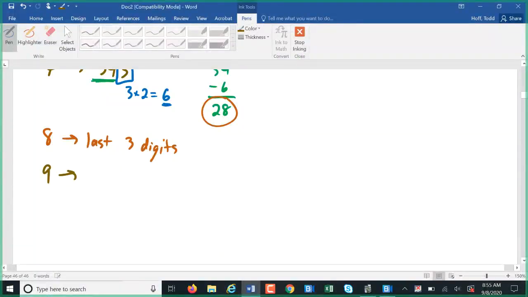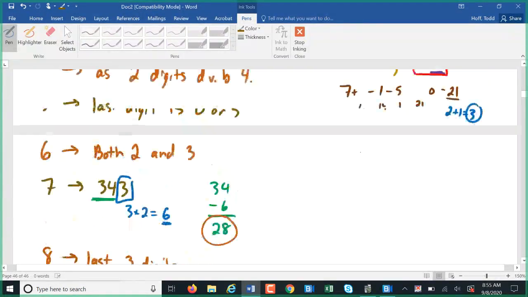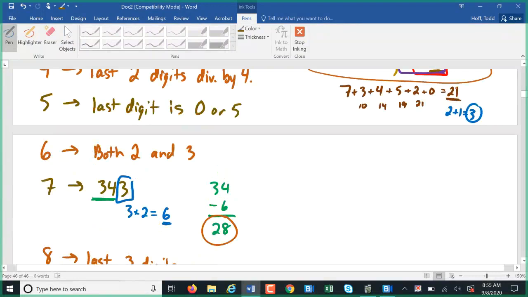Nine. Well, similar to the 3s, 9 goes off of the sum of the digits. For this number up here, we said the digits added up to 21. Now we're dividing by 9, not 3. 21 is not divisible by 9. This number up here is not divisible by 9 because the sum of its digits is not divisible by 9.